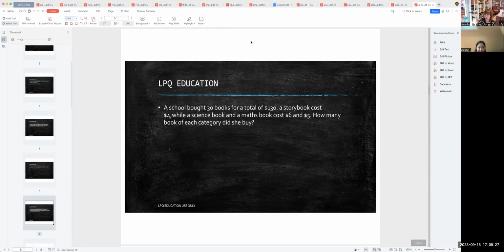So I can just guess and check, if I get it right. Okay. Yeah. Our school bought 30 books with a total of 130. A storybook costs $4, while a science book and a math book cost $6 and $5. How many books of each category did she buy? That's the same thing, xinxin.